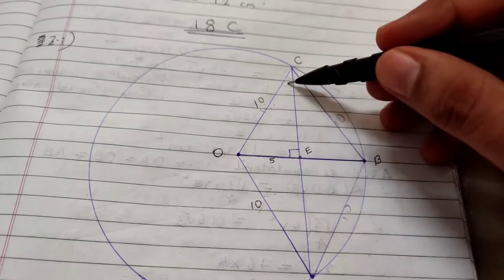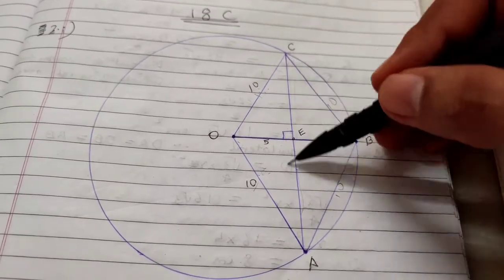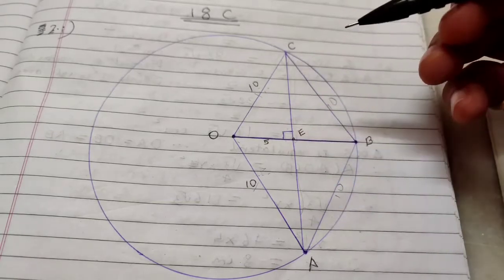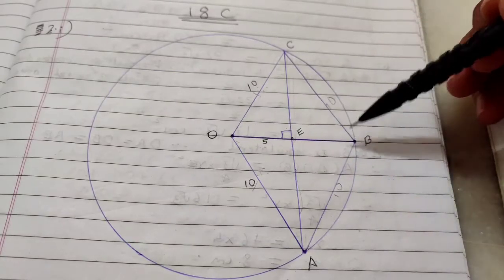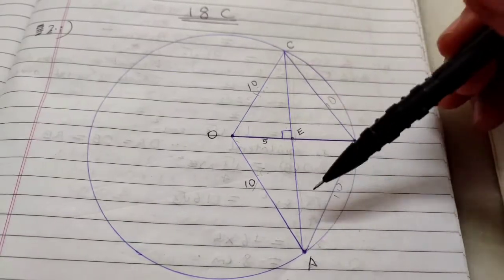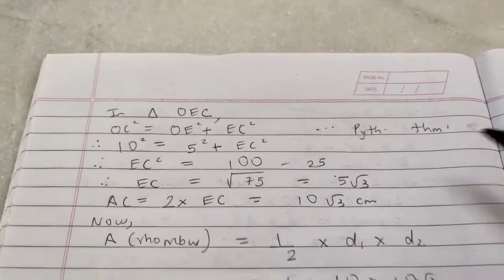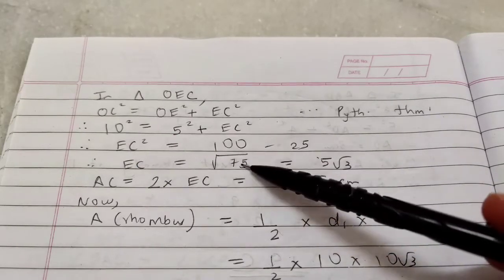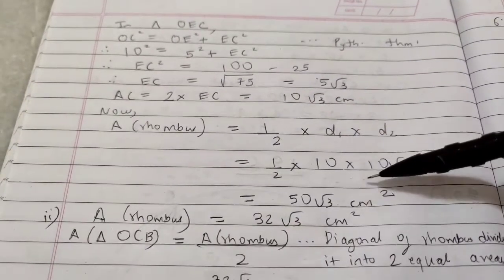Now if this is 5 and this is 10, then by Pythagoras theorem I can find CE and I can double it to find CA, because again diagonal is bisected at point E in a rhombus. So once I have the diagonals, AB was 10 and CA will come as 10 root 3, I can find the area of the rhombus. Here are the steps. Because area of the rhombus formula is half into diagonal 1 into diagonal 2. Notice how root 75 became 5 root 3. Work it out. Don't just copy. This is the answer, 50 root 3 centimeters squared.